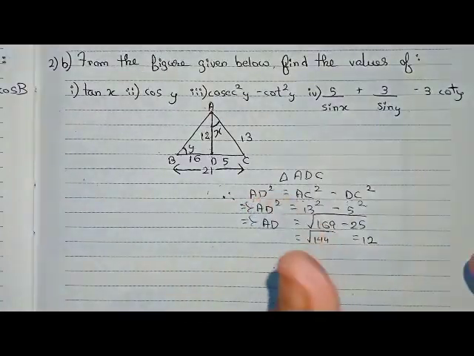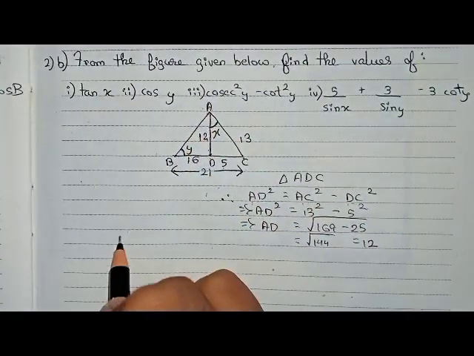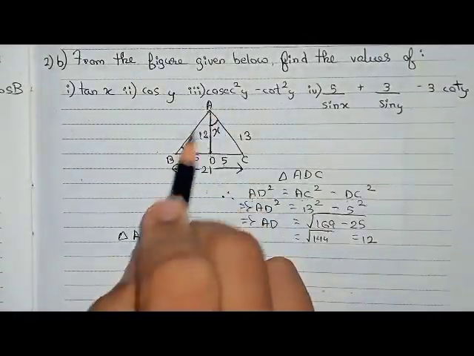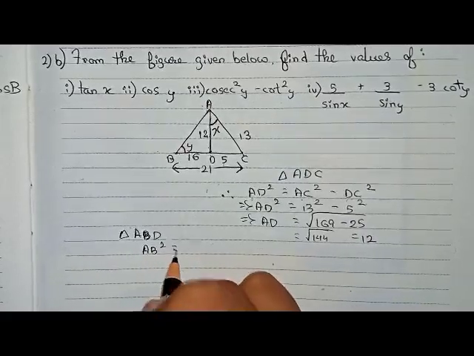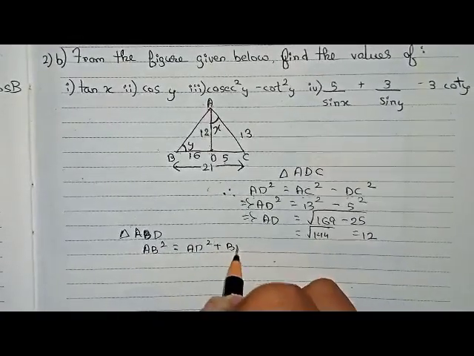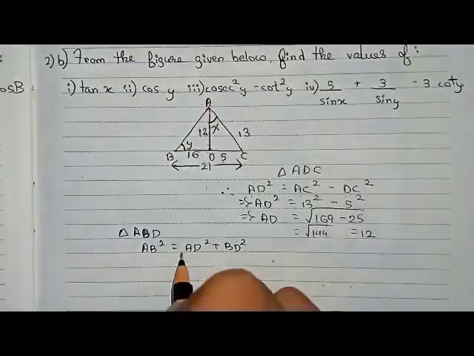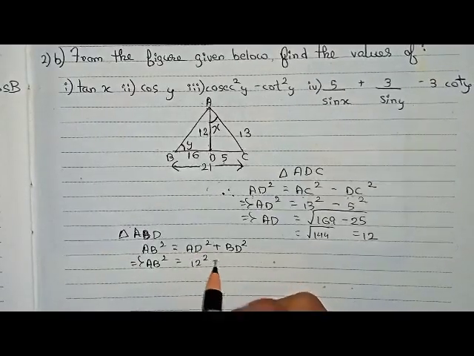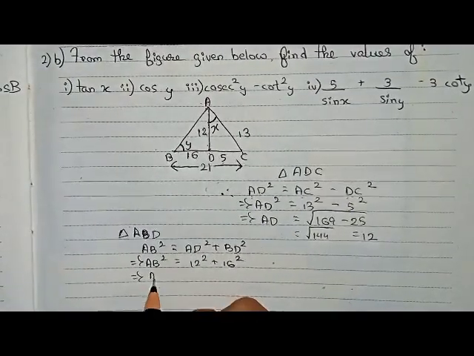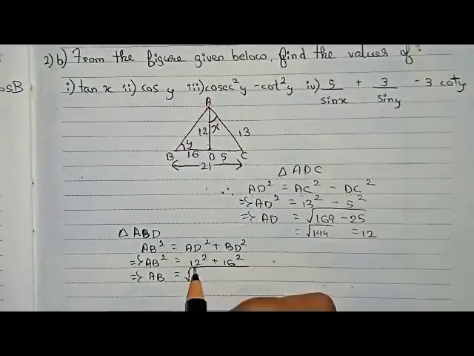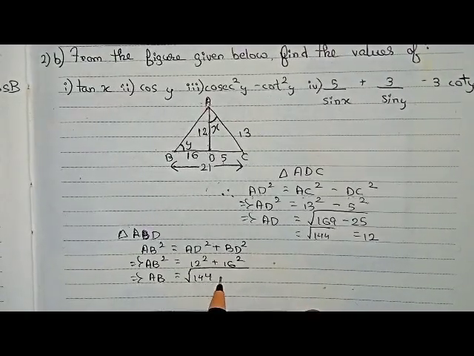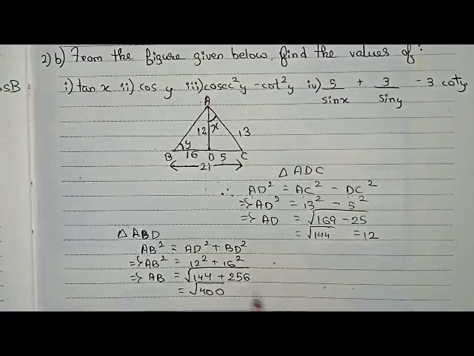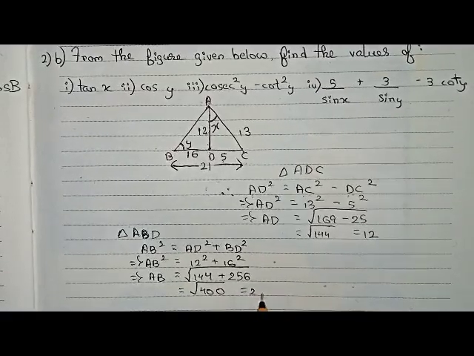Now I am going to apply the Pythagoras theorem on the triangle ABD. So in triangle ABD, you have to find the hypotenuse only. So we can write AB square is equal to AD square plus BD square. AB square is equal to AD, that is 12 square, plus 16 square. So AB is equal to root over 12 to the power 2, 144, plus 16 to the power 2, 256. That is equal to root over 400. So root over 400 value will be 20.